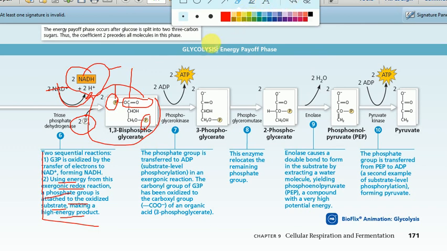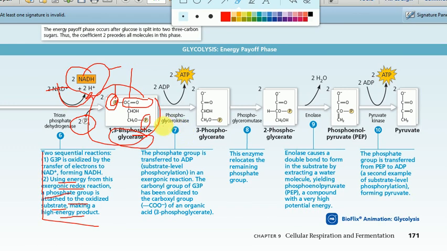Oxidation of a carbonyl compound, you get a carboxylic acid. So bisphosphoglycerate is a carboxylic acid, with one phosphate on carbon number 1 and one phosphate on carbon number 3.